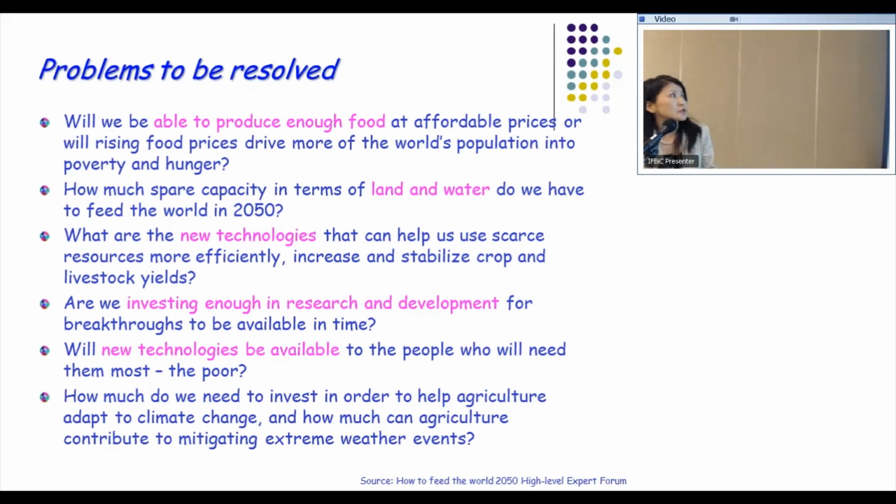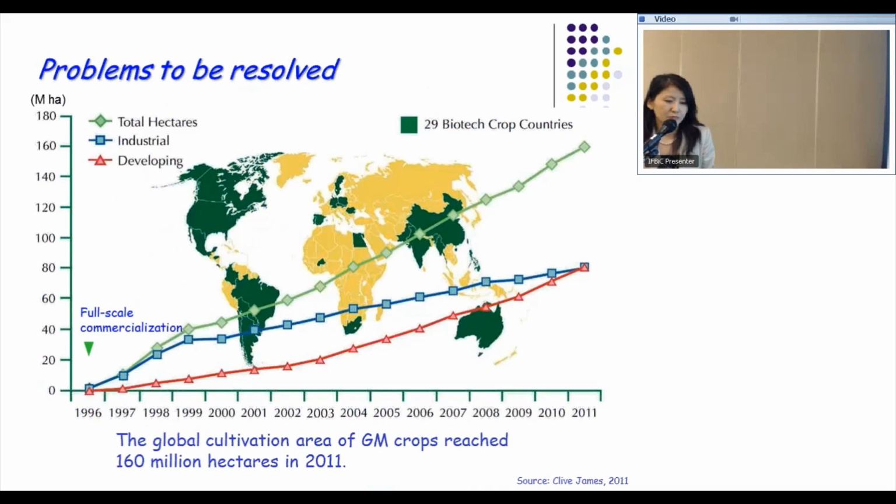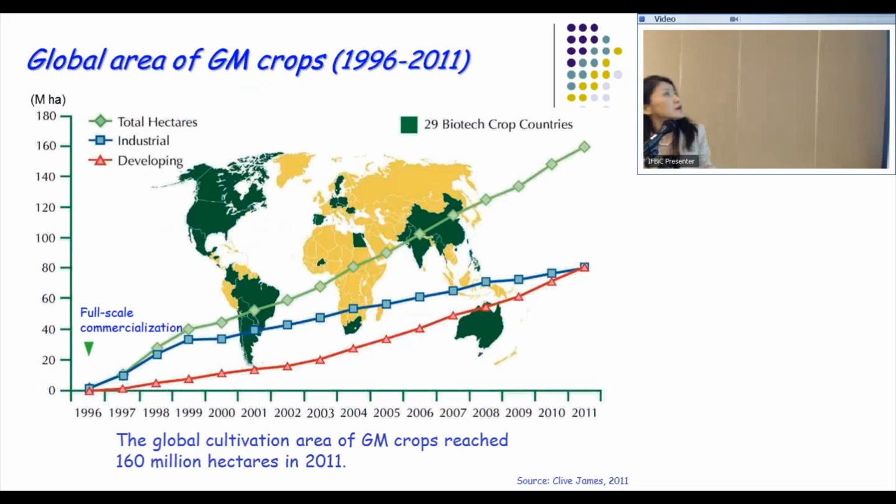So, in order to provide enough food to such a big population, there are many problems to solve. We have to think about the capacity of land and water. And also, we have to invest more in research and development of new technologies. And I'm sure it is not the only answer, but GMO is definitely one of the answers. And actually, the global area of GM crops has been steadily increasing, both in industrial and developing countries.